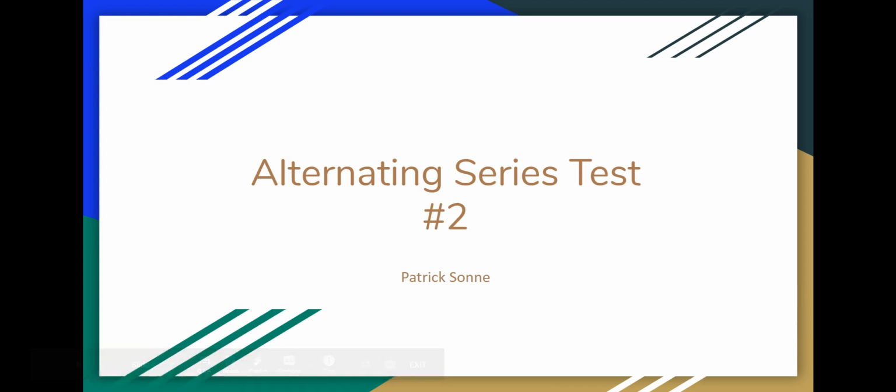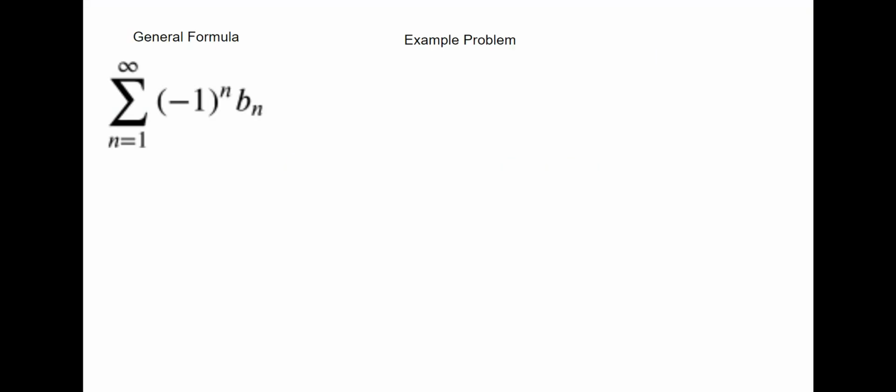All right, here we're going to talk about a second example for the alternating series test. So again, the general formula is -1 to the nth power multiplied by b sub n in our series. Again, this -1 to the nth power can be -1 to the n plus 1th power or -1 to the n minus 1 power. It doesn't really matter as long as it's -1 to the n plus a constant.